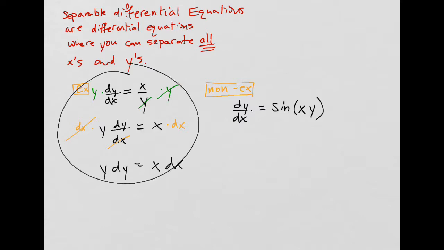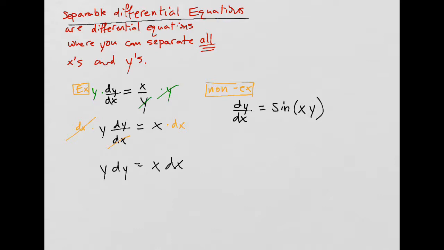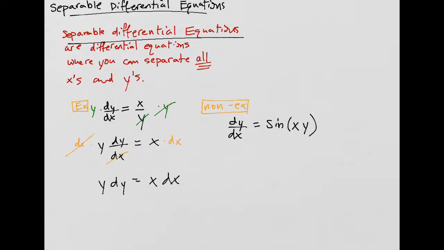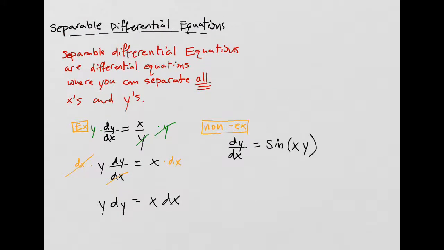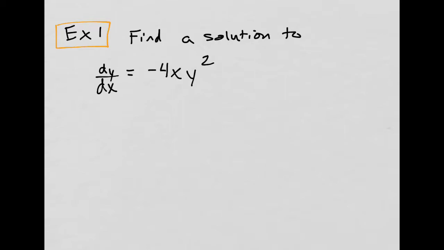So in this lesson, we're going to look at how to find solutions to this specific type of differential equation. So we're looking at finding the solutions to separable differential equations. Let's look at the first example. Find a solution to dy/dx equals negative 4x y squared. So we're going to find a solution to this. Our goal is to find a function, y equals something. That's our goal.